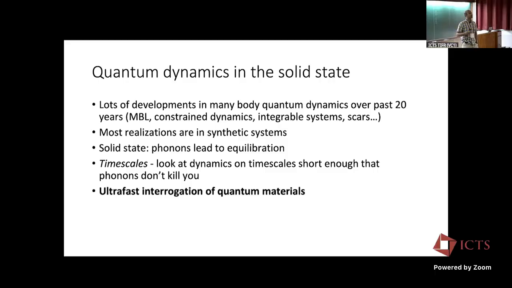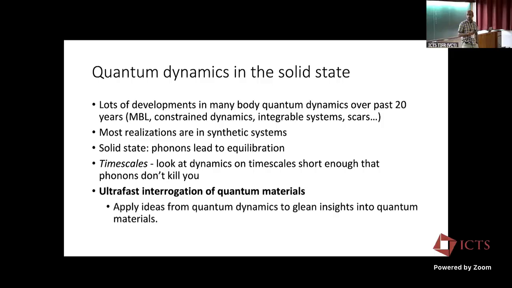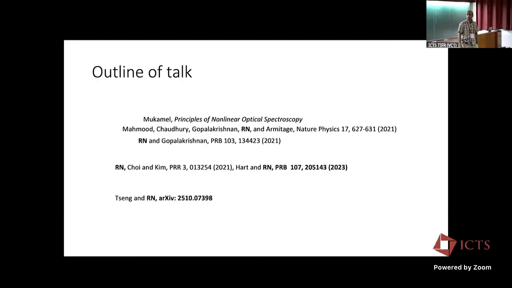So that's maybe one motivation for ultra-fast interrogation of materials, which is quite different from, well, of course, it's absolutely true that ultra-fast interrogation of materials allows us to read out information that's inaccessible to conventional techniques, and Peter gave us many wonderful examples. But also from a conceptual point of view, it's nice because it allows us to do interesting non-equilibrium many-body physics in material systems instead of synthetic systems. So one motivation is just to apply ideas from quantum dynamics to gain insight into material systems.